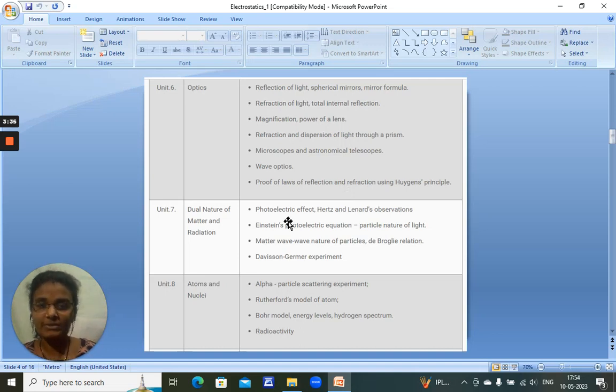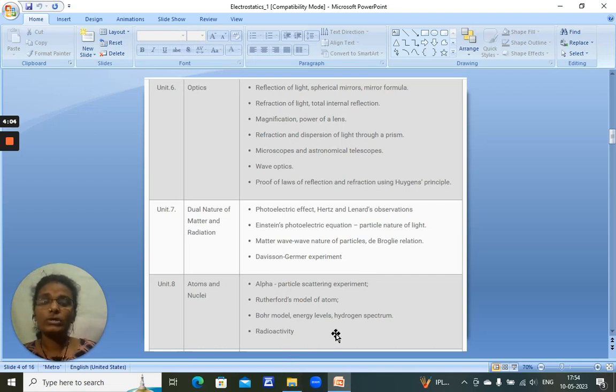Next, unit 7th, dual nature of matter and radiation. We will learn in this category how matter behaves both as particle and as wave. How does it show the dual nature? We will learn through different experiments performed by Hertz and Lenard, and what is de Broglie's relation and the photoelectric effect, everything. Next, unit 8 is atoms and nuclei.